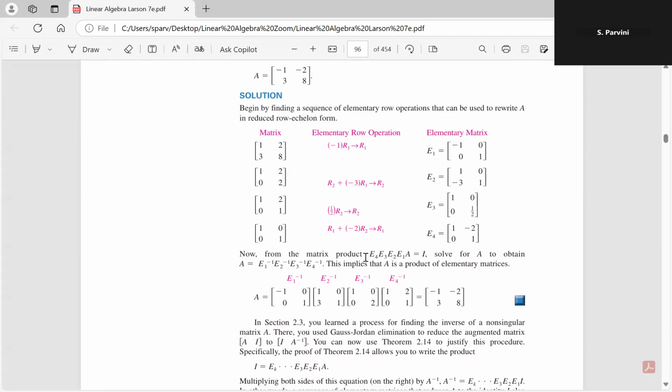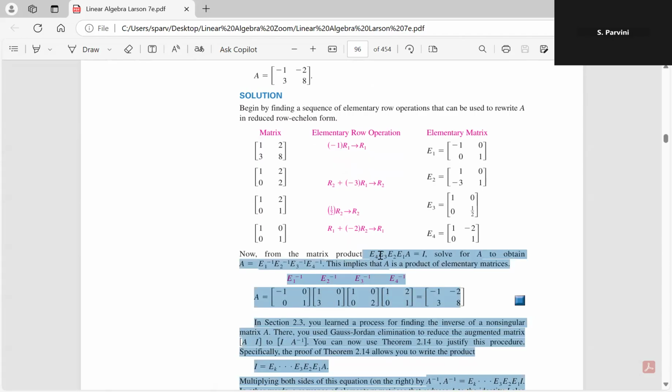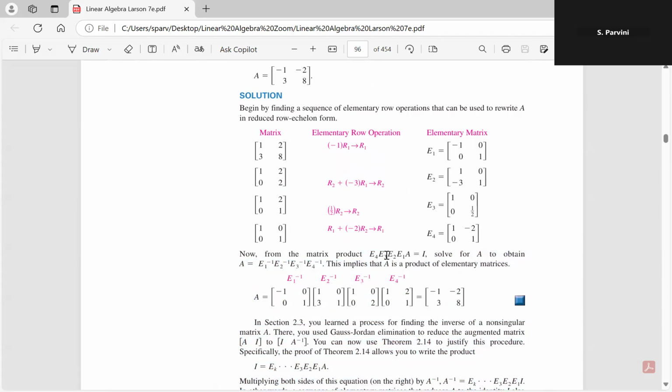Now, if you multiply E4, E3, E2, E1, A, you get the identity matrix. It says solve for A to obtain this. Well, how do we solve for A? You multiply both sides by the inverse of this. Let me show that on my paper for you, folks. This part I'm going to show.